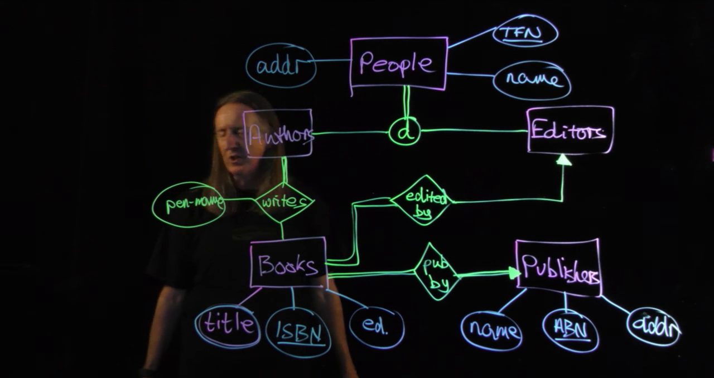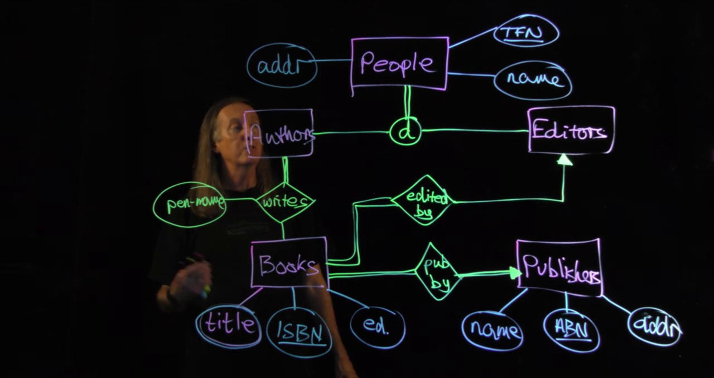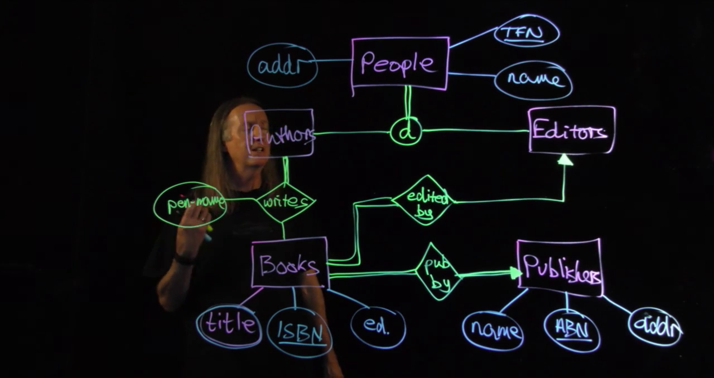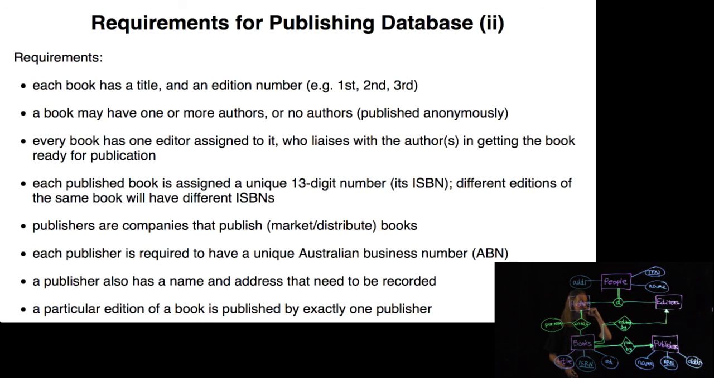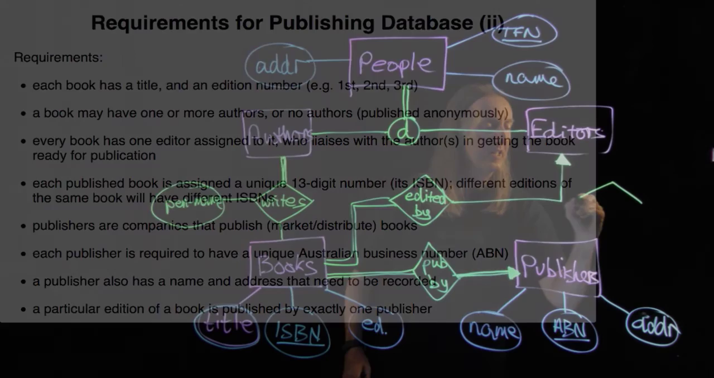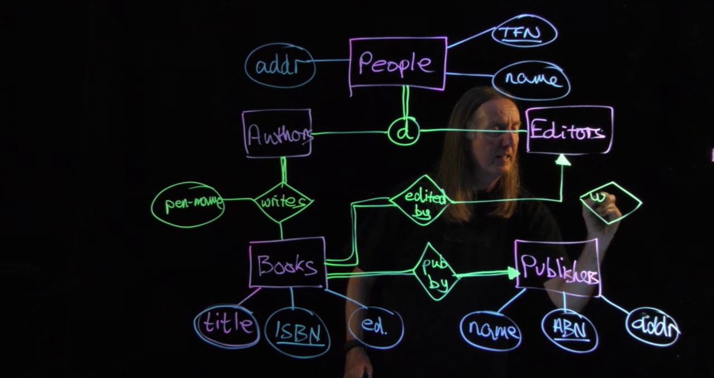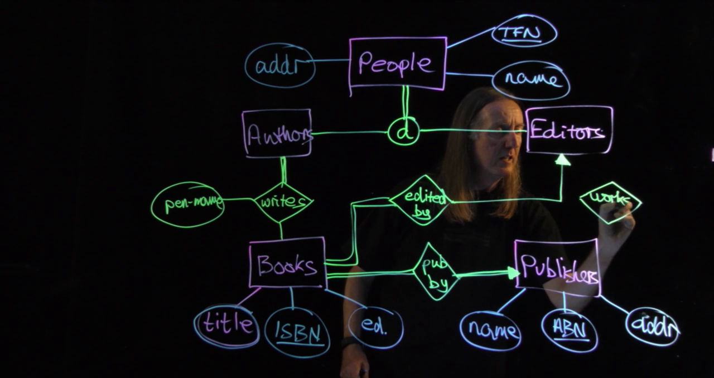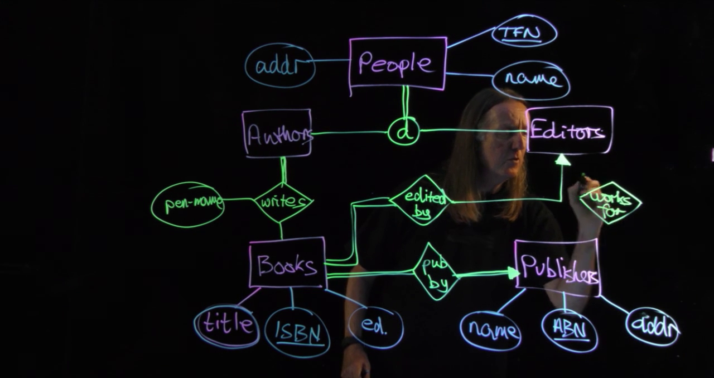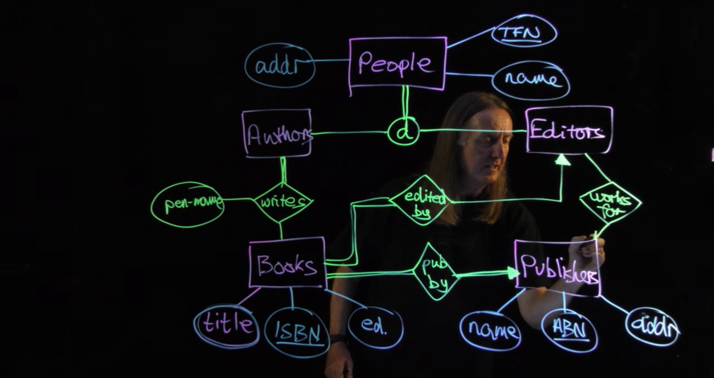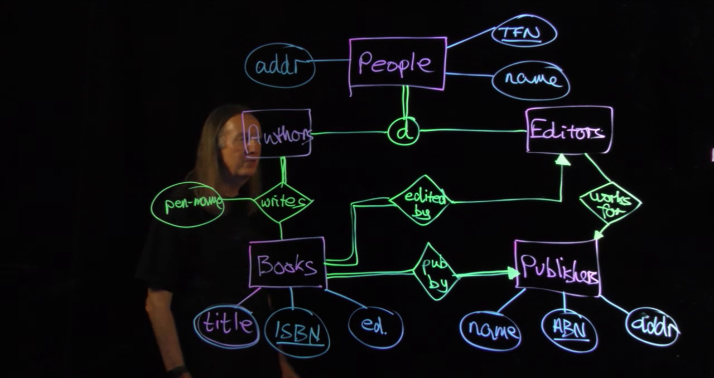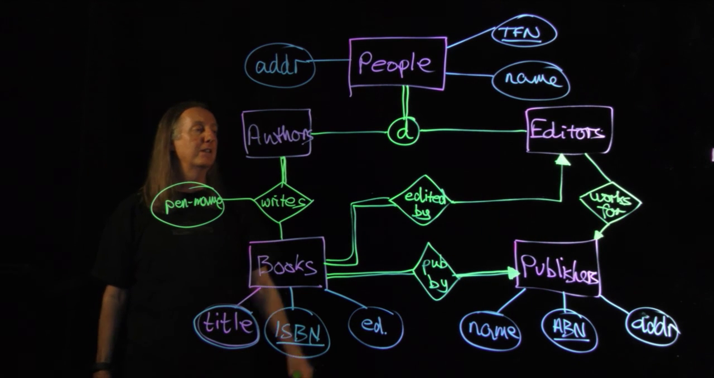There should be a relationship between editors and publishers. If we go back and look at the requirements, it says that a particular editor works for one publisher. So we don't have editors who spread their workload around. So there's a relationship between editors and the publishers that they work for. And I just said that editors work for one publisher for their whole editorial life, and so we can represent that by that arrow there.